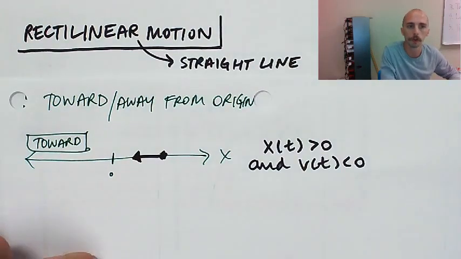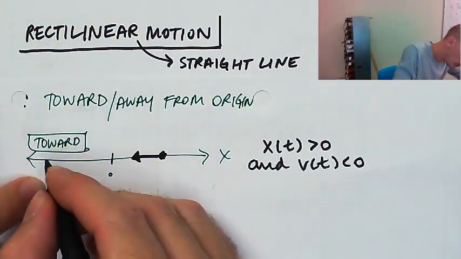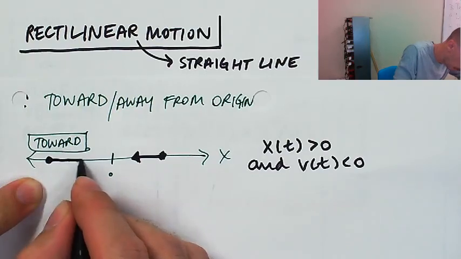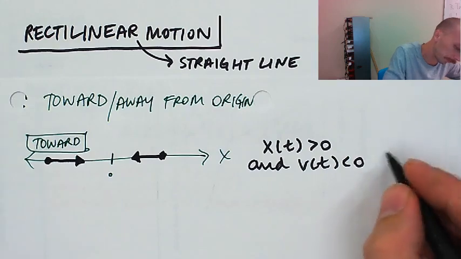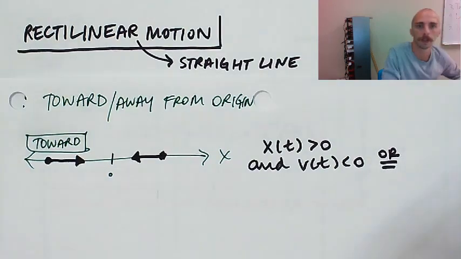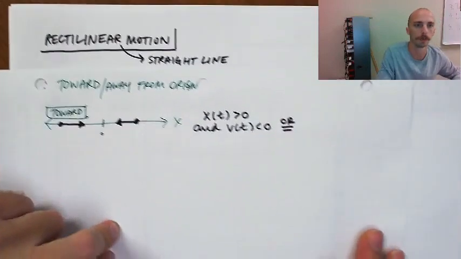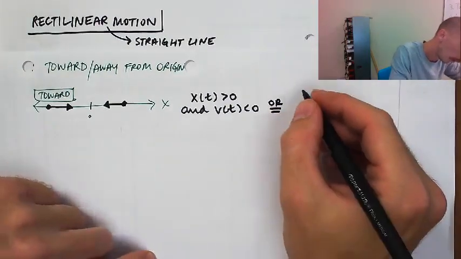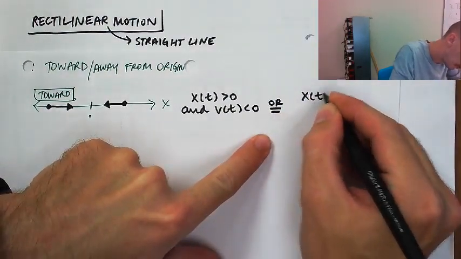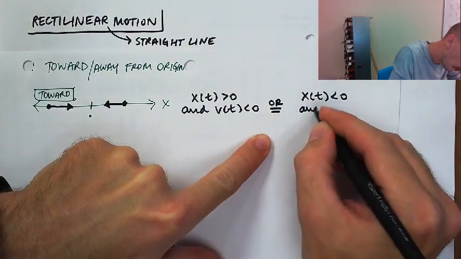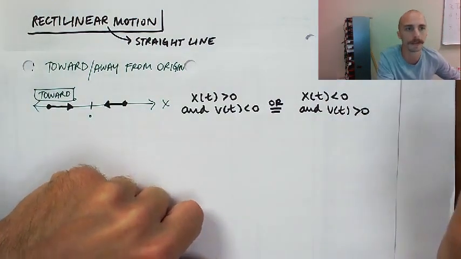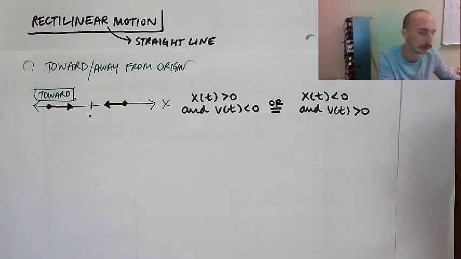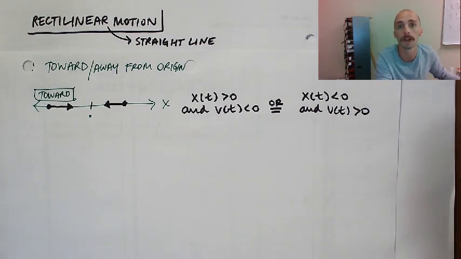But it could also be the other situation, right? I could be over here, I could have a negative position and a positive velocity. Or I could have x of t is negative and velocity is positive. You could say opposite signs, but this doesn't come up all that often in Cal AB on the free response. It's pretty infrequent, but not never. It's not like it's never come up.